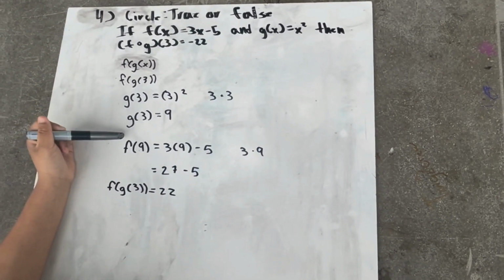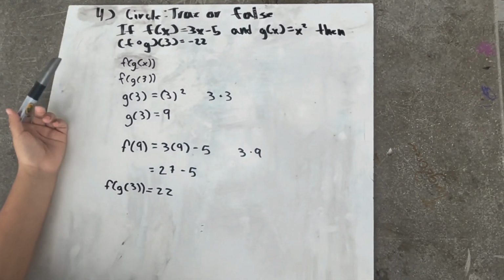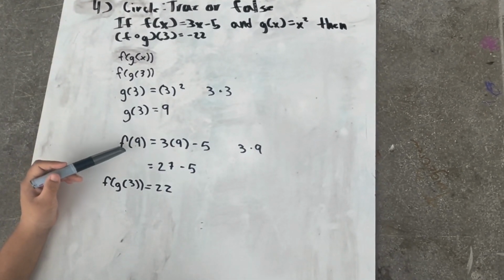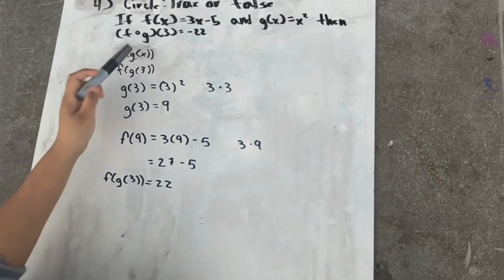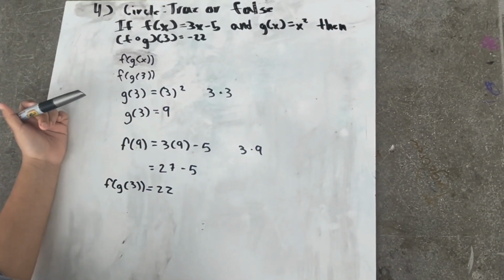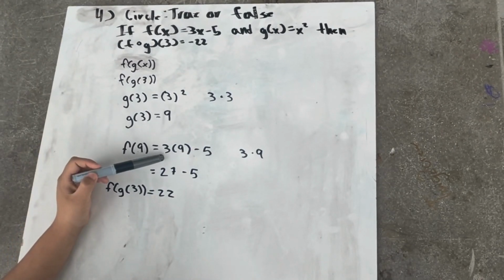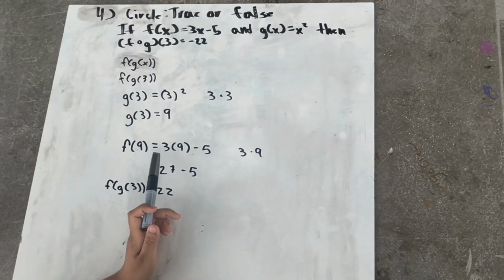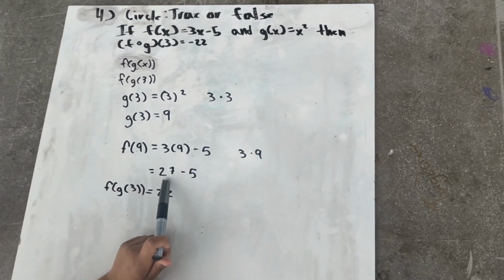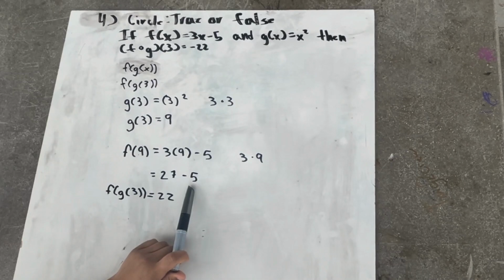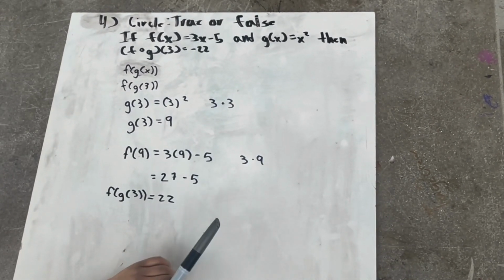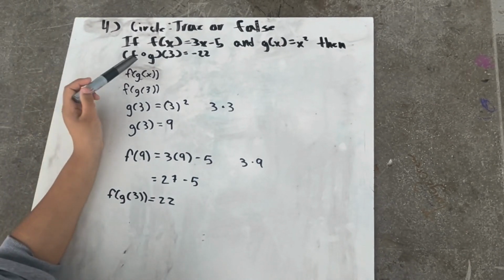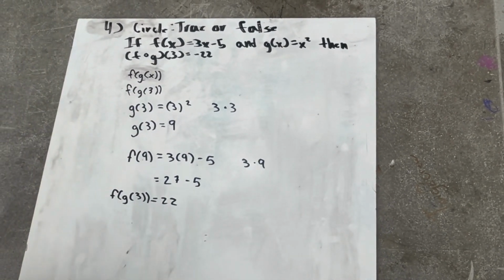So once you find g, you're going to find f of g. Since you replaced the g with the 9, you're doing f of 9 equals, look back here, replace the x with the 9, which is 3 times 9 minus 5. You're going to multiply 3 times 9, which gives you 27, and you're going to subtract 5 from it. Once you finish all of that, your final answer is 22, making your top part, -22, false.